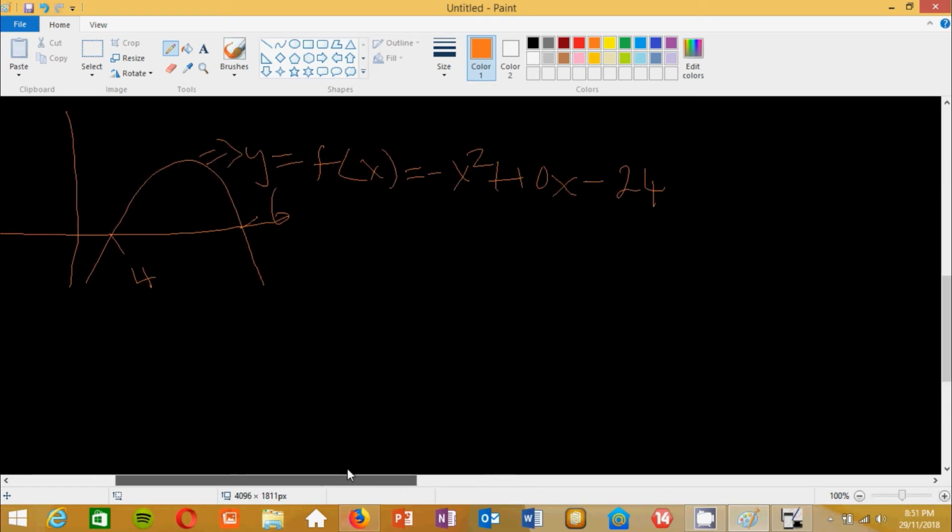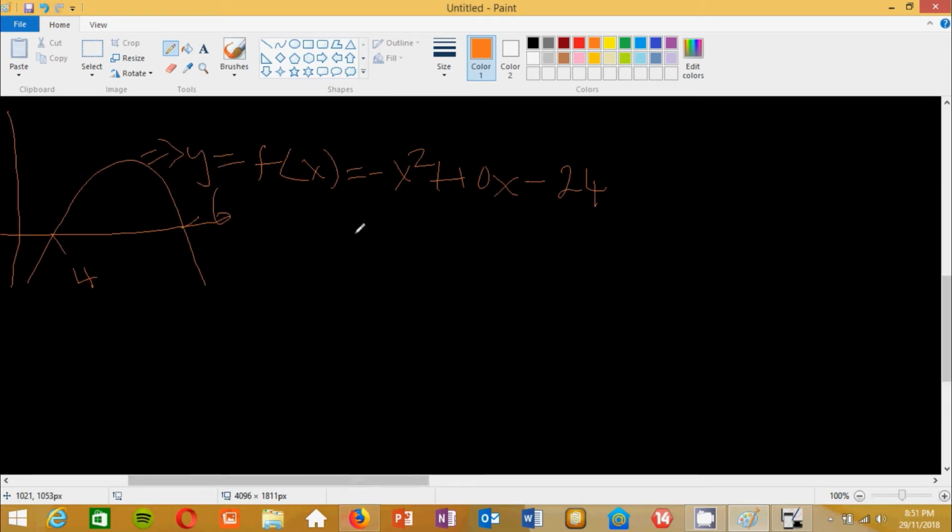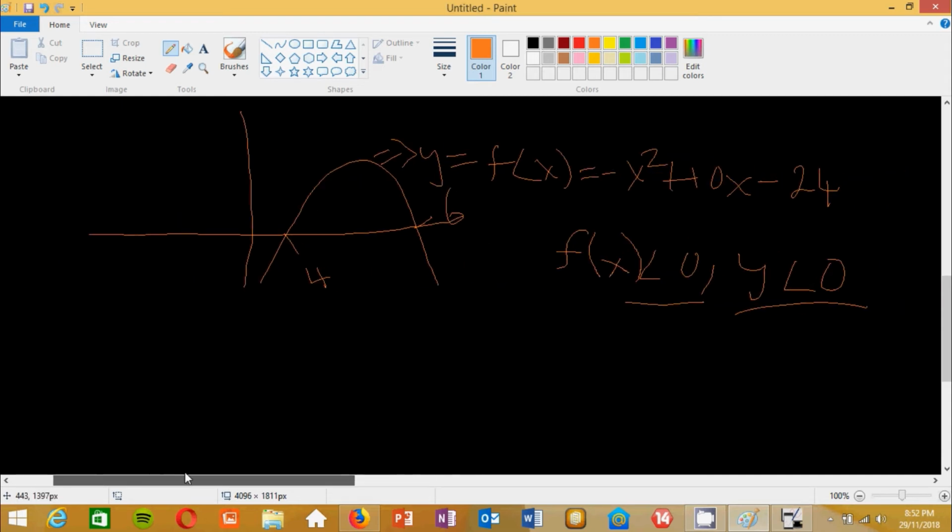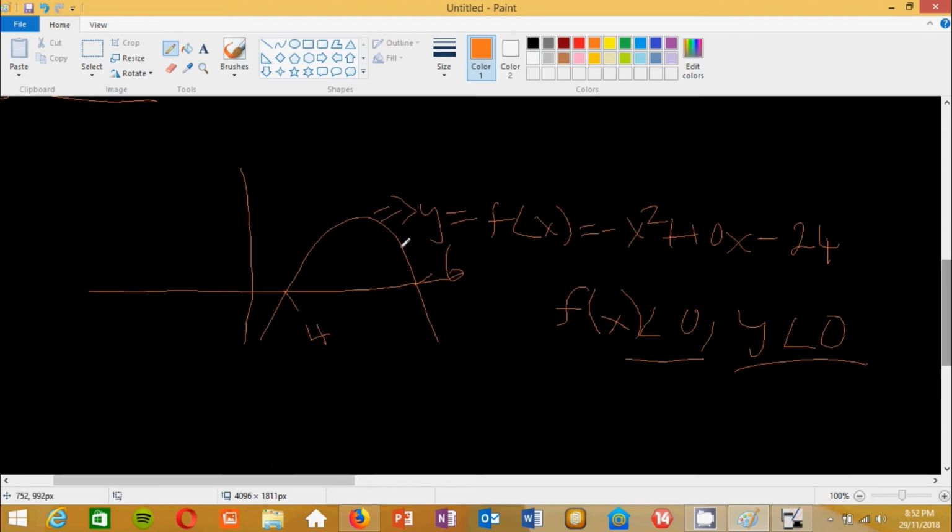So the question is, where is f of x less than 0? Or where is y less than 0? Because remember that f of x is just the same thing as y. So where is f of x less than 0, or where is y less than 0? Well, if we inspect our graph here, where's y less than 0?